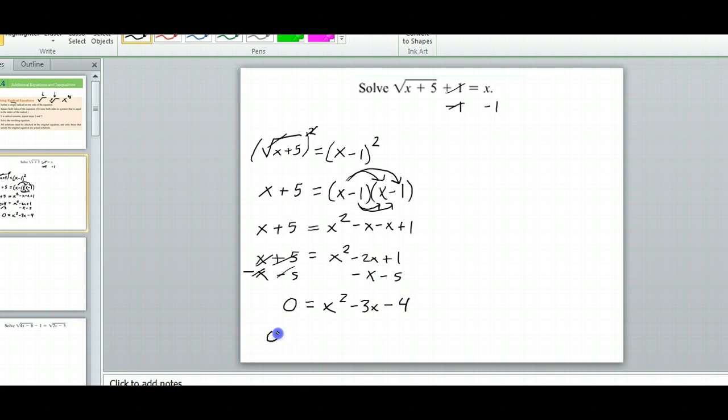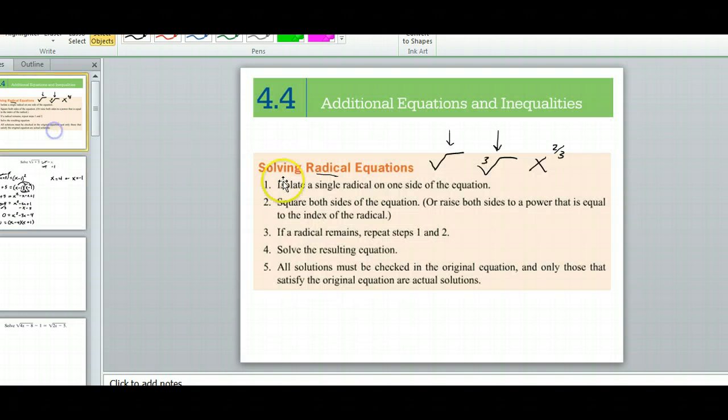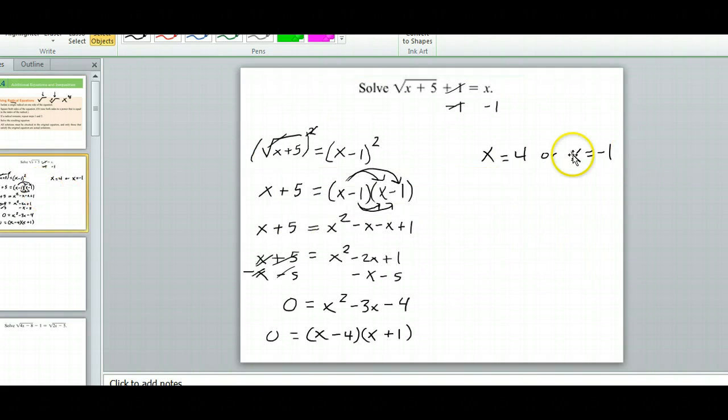Alright, and now I've got two numbers that I need to multiply to negative 4 and add to negative 3. So that's going to be a negative 4 and a plus 1. Okay, so these are my two factored pieces. I set each one to 0. I get the potential solutions that x equals 4, or if I set this one to 0, x equals negative 1. Alright, that's step 4, solve the resulting equation. Okay, we solved it. We got these two possible solutions.